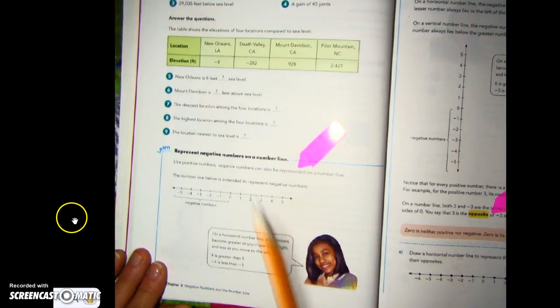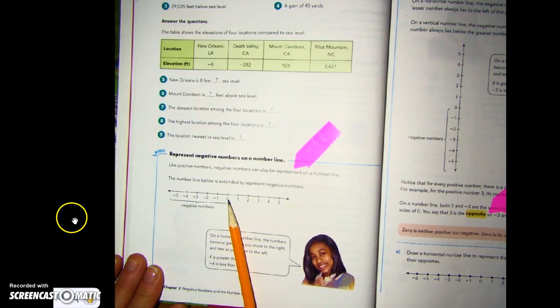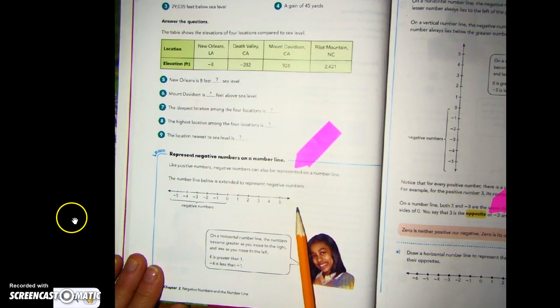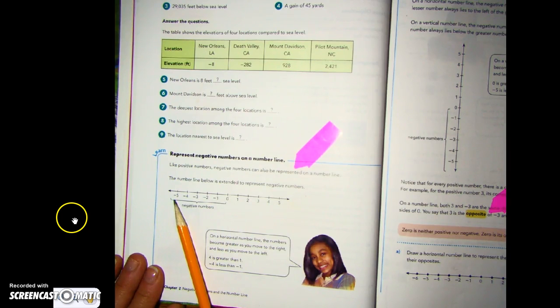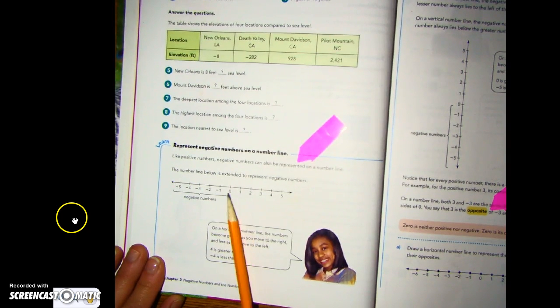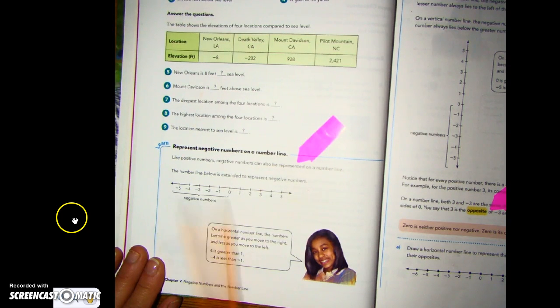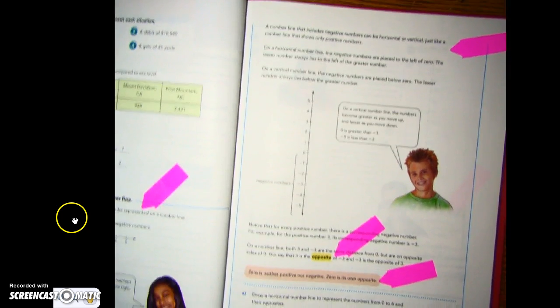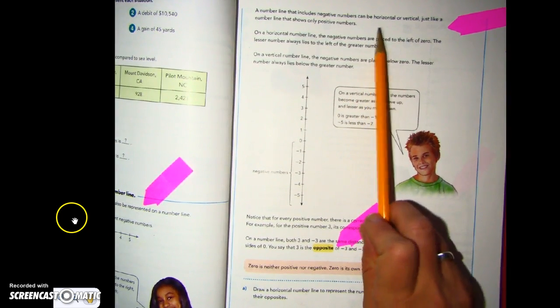So representing negative numbers on a number line, I think you guys know how to do that. We have a big poster in our room that says the more to the right you go, the more positive or greater the number. The more left you go, the less the number or the more negative the number gets. So make sure that you remember this. The more right is the higher or greater, and the more left is the negative number.